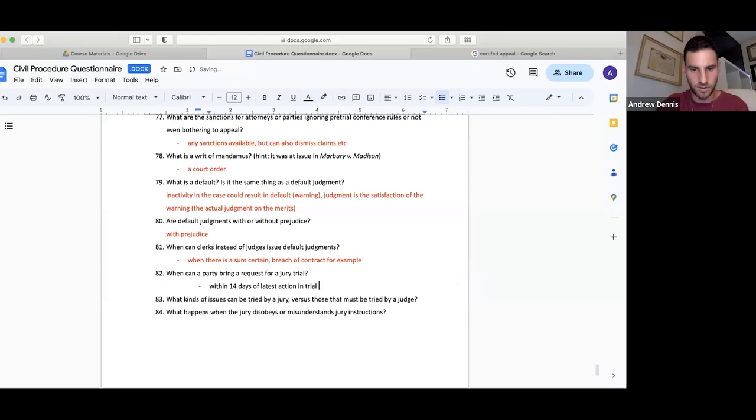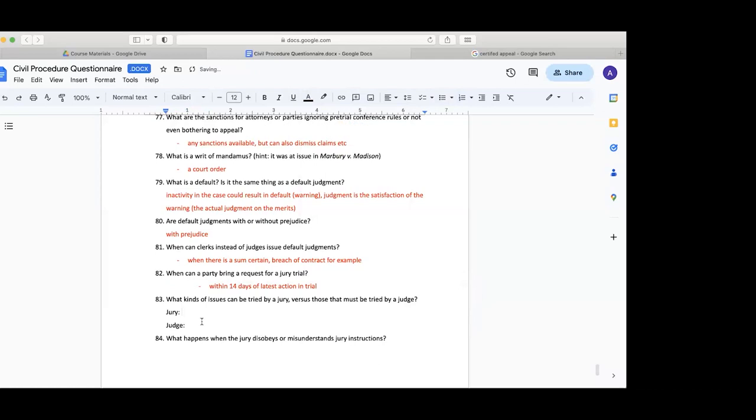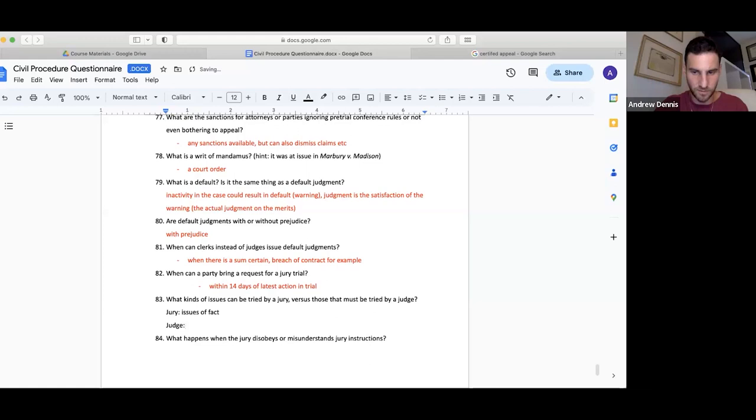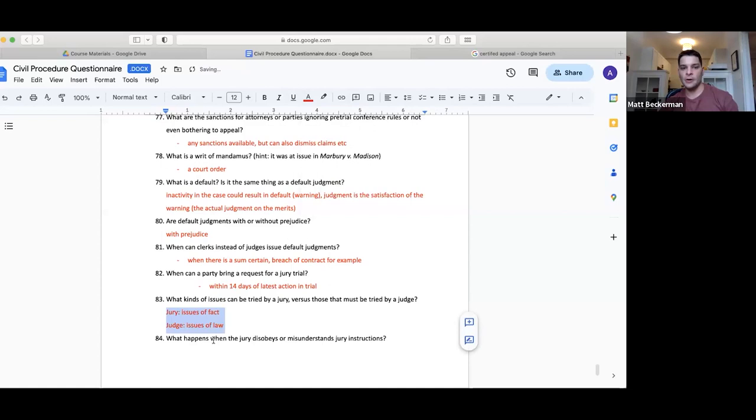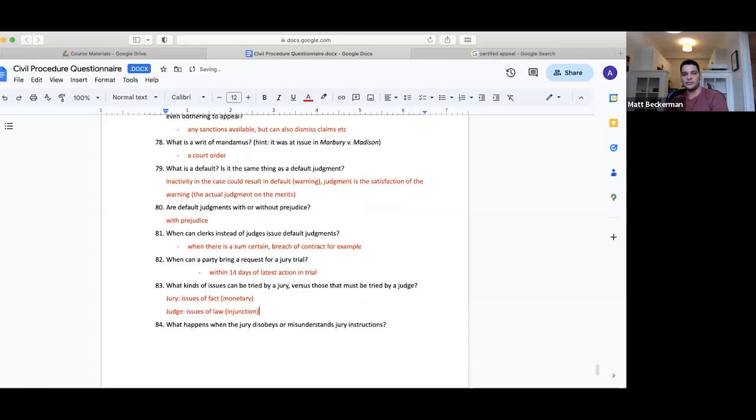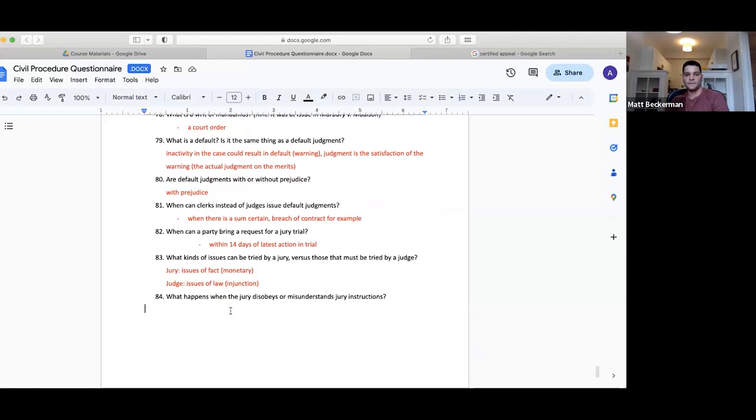What kinds of issues can be tried by a jury versus those that must be tried by a judge? Jury would have to be issues of fact, and judge would do issues of law. Yeah. So anything involving monetary damages would go to a jury. If it's a question like whether you want an injunction, that will go to a judge, because juries probably won't know what an injunction is or how to do that. But what they do know is deciding how much someone might be owed after being punched in the face.